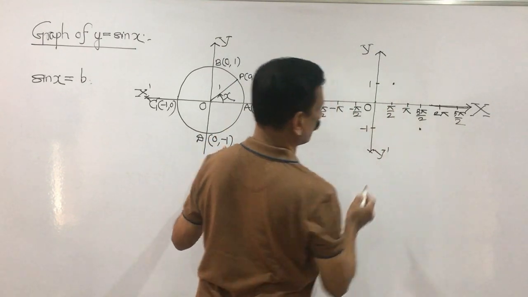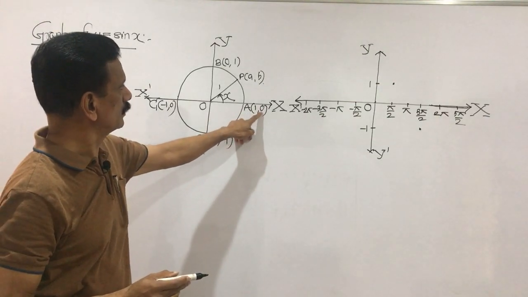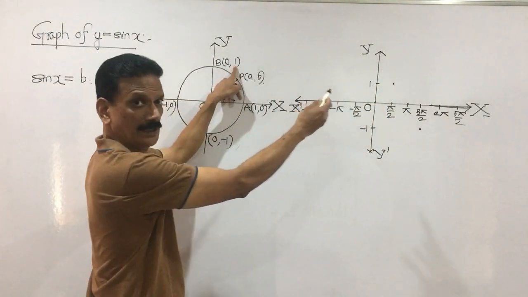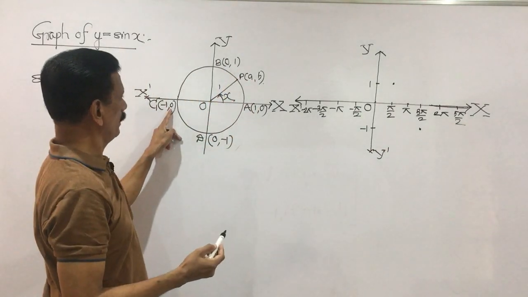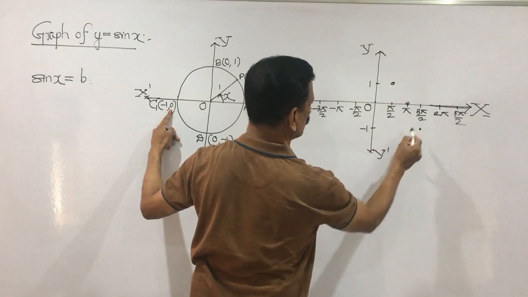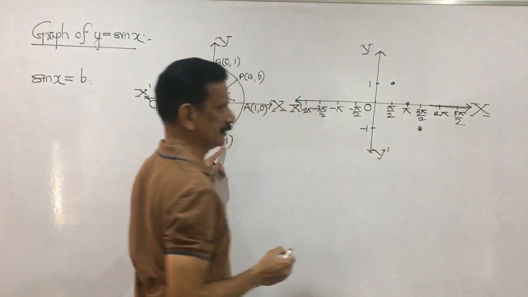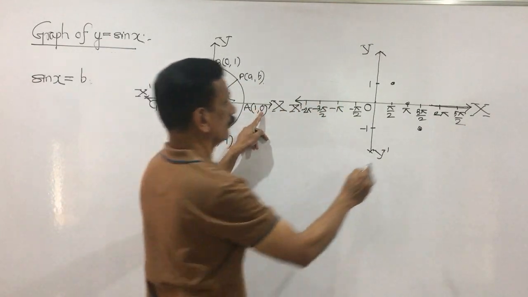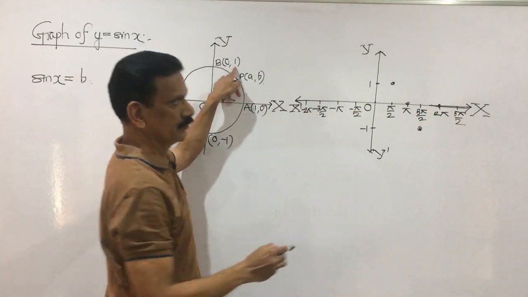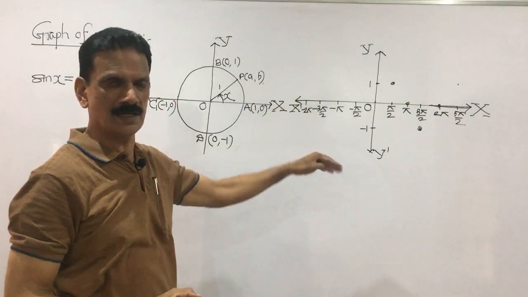Look, my dear friends, I am going on putting the points here. First I have taken 0 here. Pi by 2 gives 1, so I have put x equal to pi by 2, y equal to 1. And x equal to pi gives y equal to 0, so I put this point here. Next, 3 pi by 2 gives minus 1, so I put the point here. And 2 pi, when it completes, gives 0. And sin of pi by 2 again gives 1. So the value lies between plus 1 and minus 1.